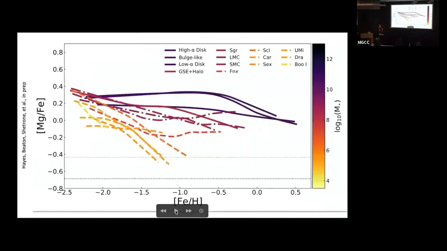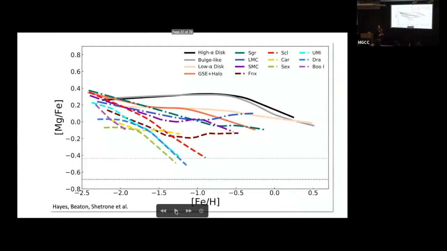Now, what's cool, and this is a huge conceptual jump, is that we can take all of these trends and plot them on one diagram now. And we have no systematics going up and down. So this is 12 galaxies, alpha to iron, on one plot. And the dashed lines are the dwarf spheroidals. And then we have LMC, SMC, Sagittarius, and then the high alpha disk, the bulge, and the low alpha disk, all plotted there together. And I think you can stare at this forever.